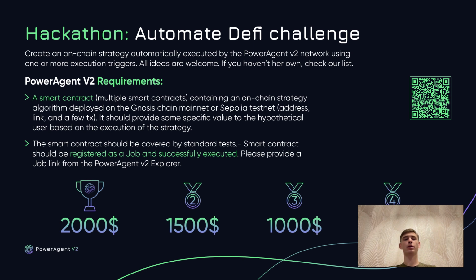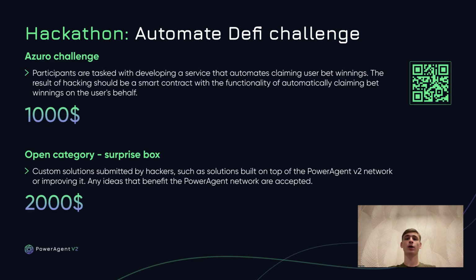The second category is the Azure Challenge. Develop a service that automates claiming user bet winnings on the ETHGlobal decentralized betting platform. User experience here should be a priority, so try to make it as seamless as possible. The winning team in this category will receive a $1,000 prize.